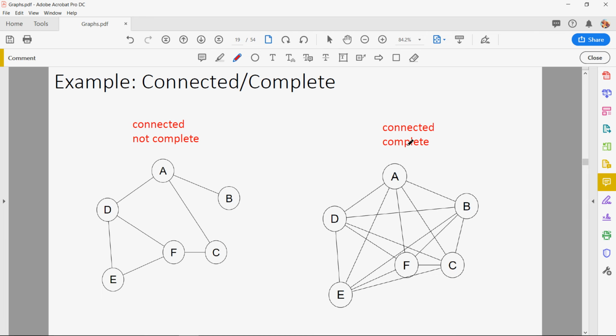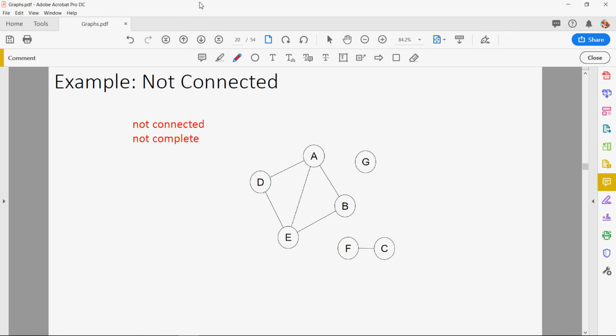This is what a complete version of the one on the left would look like. This is the same one we just saw on the previous slide that's connected but not complete. If we wanted to have a complete graph with these same vertices, this is what it would look like. So there is a direct edge from every vertex to every other vertex in the graph. Okay, so this has 1, 2, 3, 4, 5, 6 vertices. It's an undirected graph, so it has 6 times 5 divided by 2, so it has 15 edges, and that makes it complete. If it's complete, it's also by definition connected. But of course, we can have a graph that's connected but not complete.